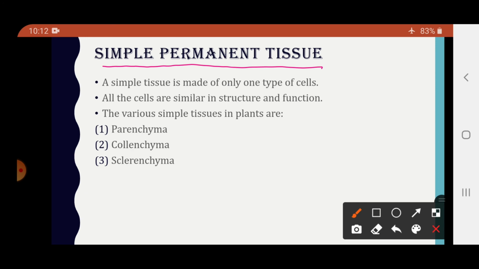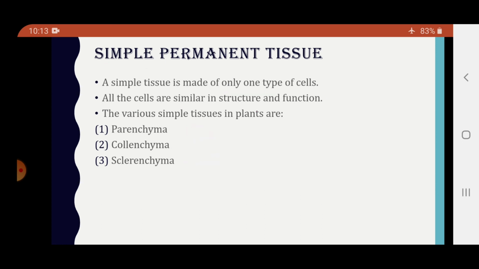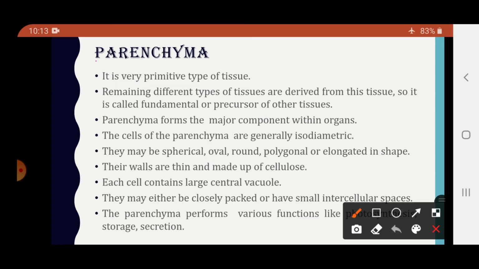A simple tissue is made up of only one type of cells. All the cells are similar in structure and function. There are three types: parenchyma, collenchyma, and sclerenchyma. So first of all, parenchyma.